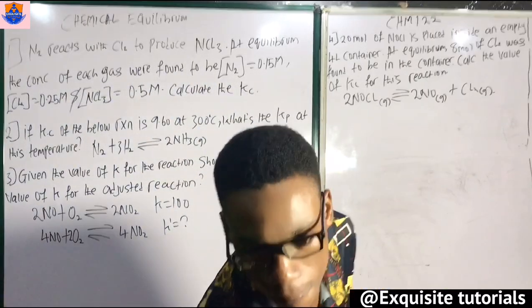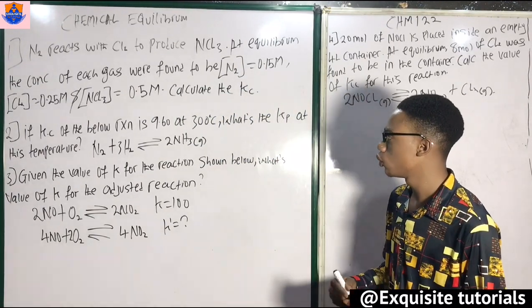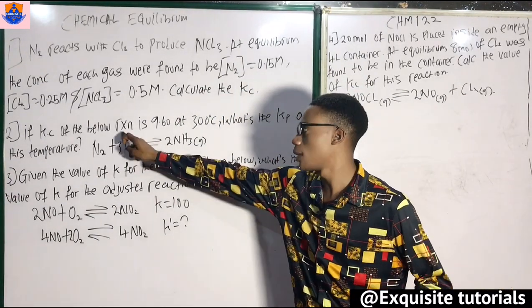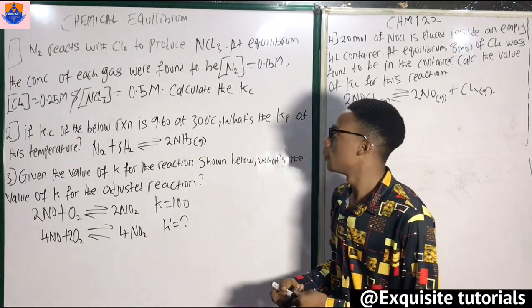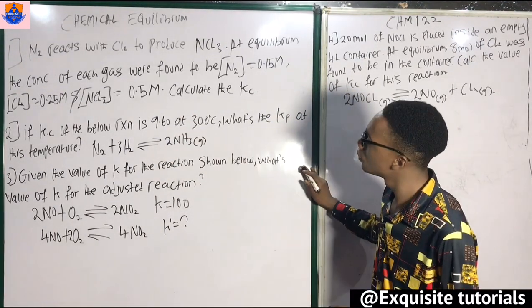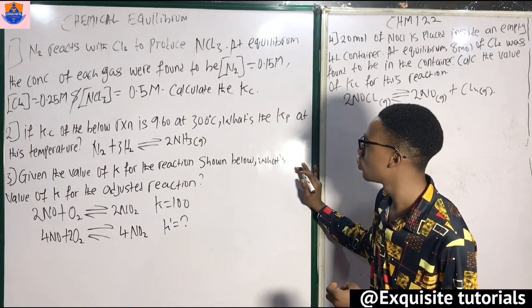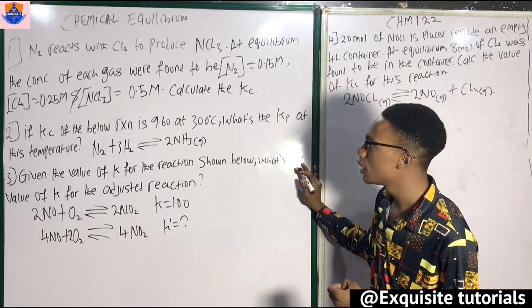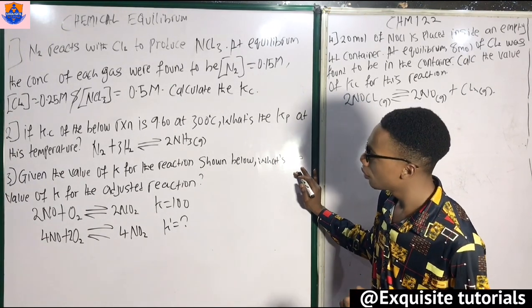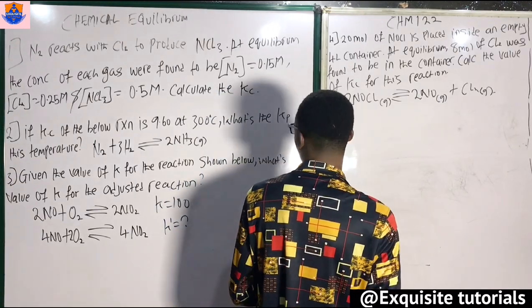Question 2 says, if the Kc of the below reaction is 9.60 at 300 Celsius, what is the Kp at this temperature? Now we're given the Kc and we're asked to find the Kp.